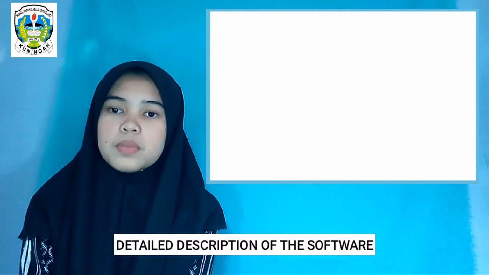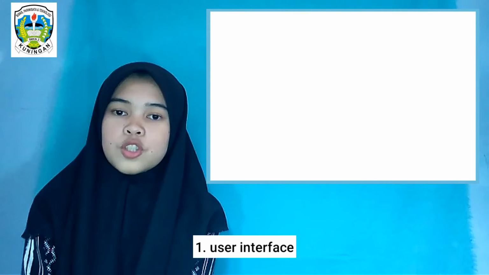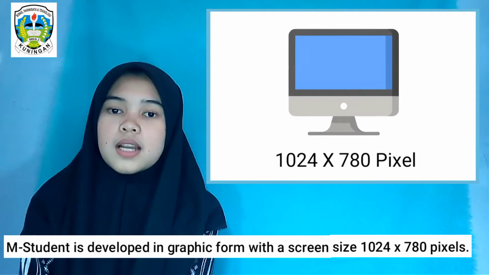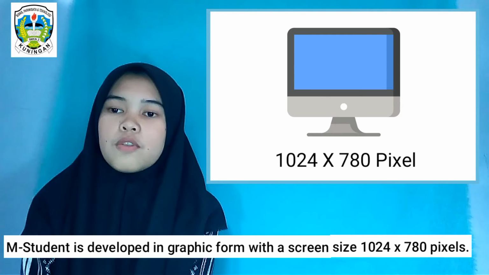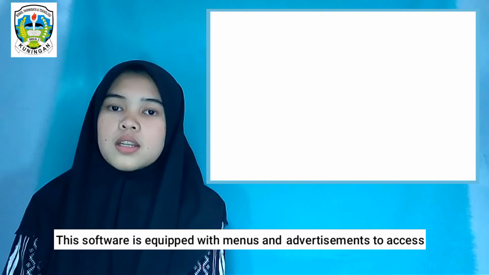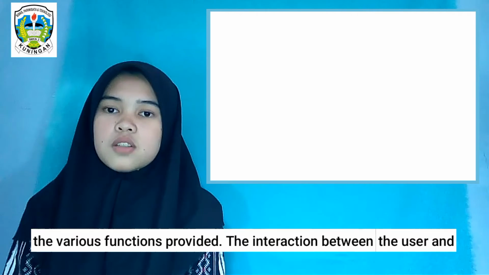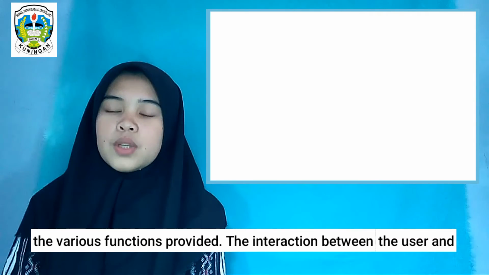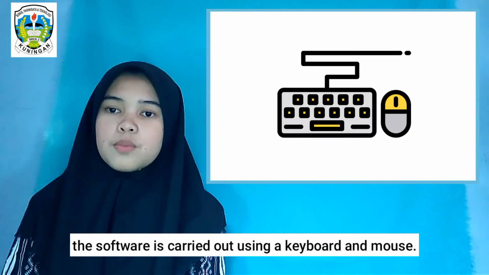Detailed description of the software. Requirements for external interface. 1. User interface. M-Student is developed in graphic form with a screen size of 1024 by 768 pixels. The software is equipped with menus and icons to access its various functions. The interaction between the user and the software is carried out using a keyboard and mouse.